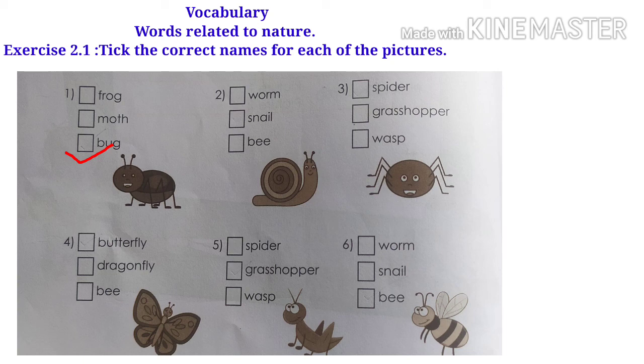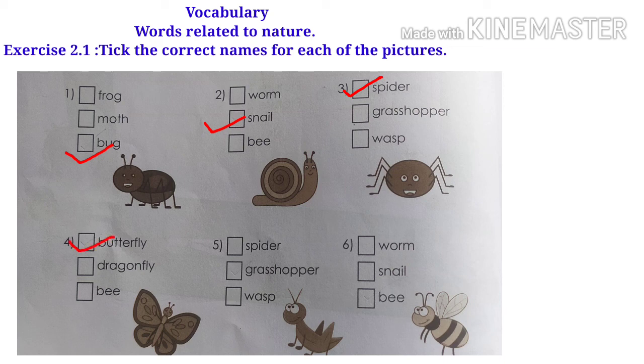Then the second, worm, snail, bee. So which insect is this? This is the snail. So we have to tick the snail. Third, spider, grasshopper, wasp. So this is the spider. So we have to tick the spider. Then the fourth, butterfly, dragonfly, bee. So this is the butterfly. So we have to tick the butterfly.